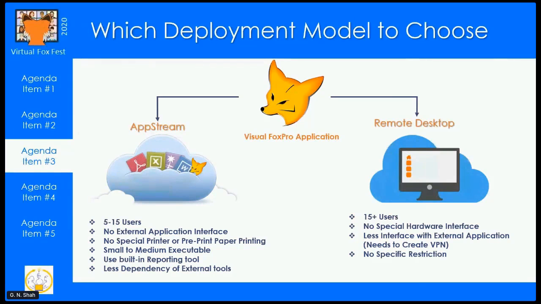And if you're using built-in reporting tools or anything which is part of your compiled executable file, it is perfectly fine to publish to AppStream. But as soon as you start using third-party tools, it is, by the way, possible, but you have to do some modification and make sure those tools are configured, and I will show you how to configure those tools in a minute.